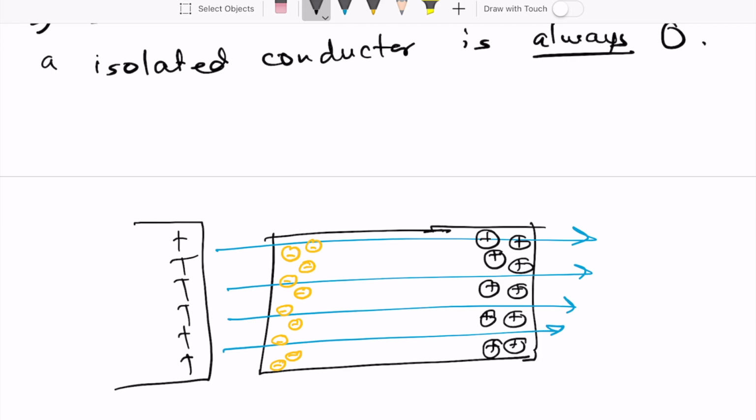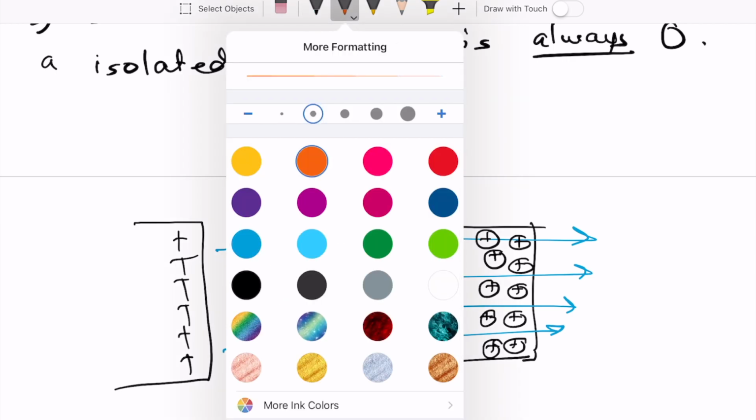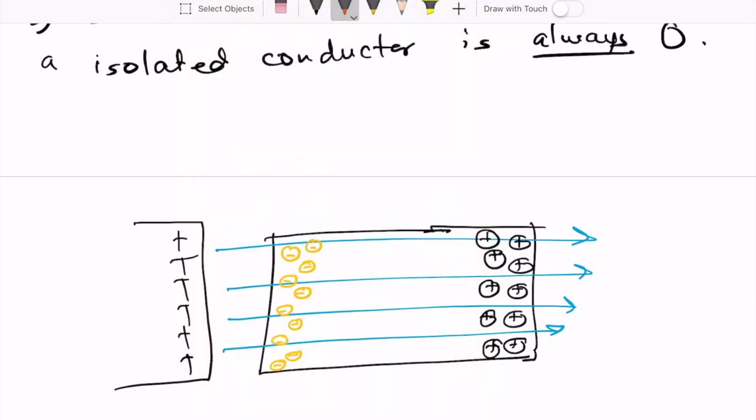And so what's going to happen as a result of that is that these internal charges will also have an electric field. And the electric field due to these charges that have been produced in the interior will look like this. It'll point from the positive to the negative charges. And as a result of that, the external and internal electric fields will eventually cancel out.